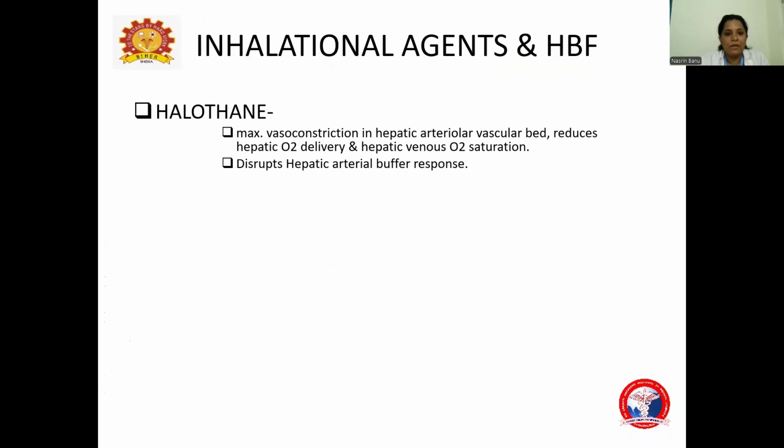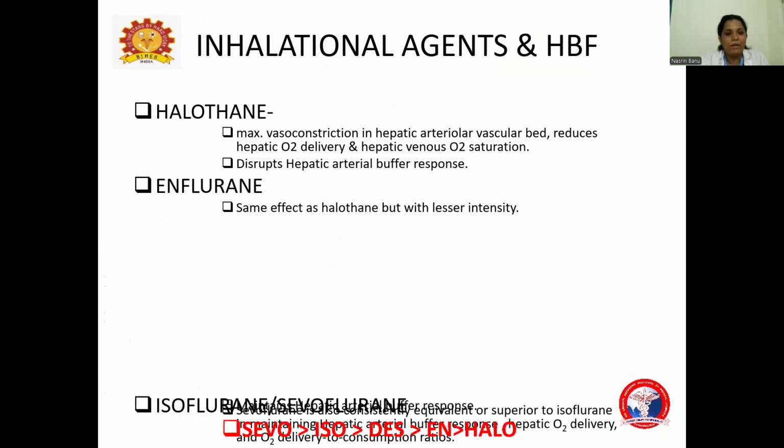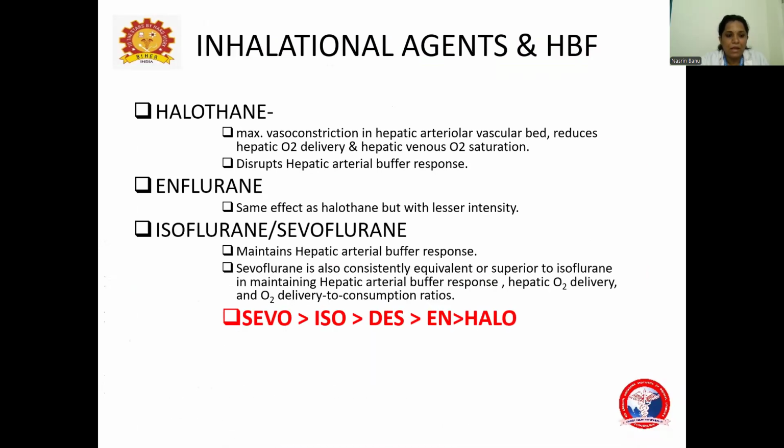Talking about inhalation agents and the hepatic blood flow, halothane causes maximum vasoconstriction in the hepatic arteriolar vascular bed, reduces the hepatic O2 delivery and hepatic venous O2 saturation. It disrupts the hepatic arterial buffer response. Enflurane has the same effect as halothane but with lesser intensity. Isoflurane or sevoflurane maintains the hepatic arterial buffer response.